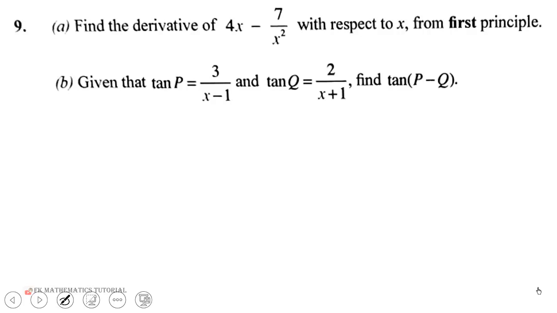We are continuing with the pure math section of the WASSCE 2023 Elective Mathematics Paper 2.